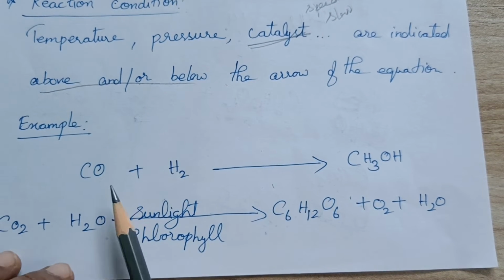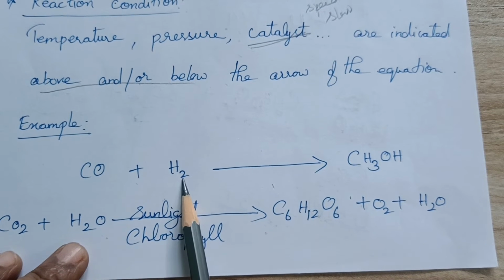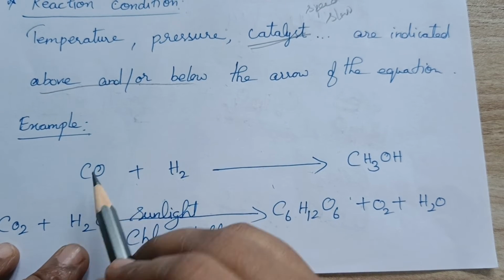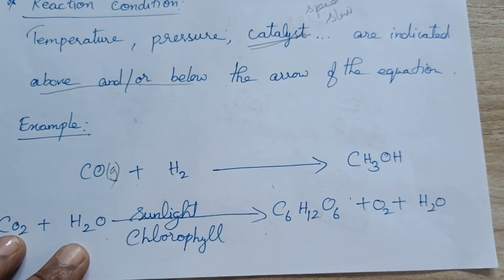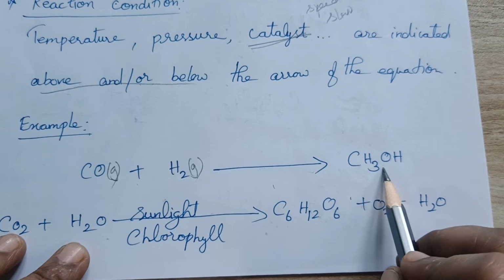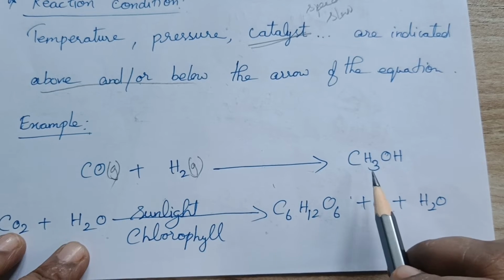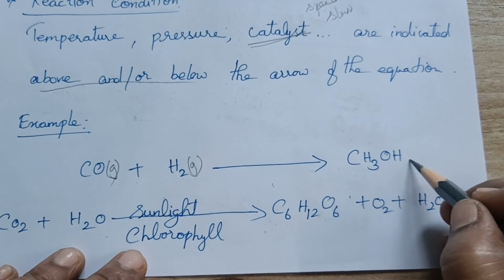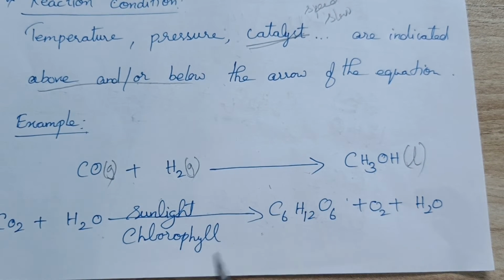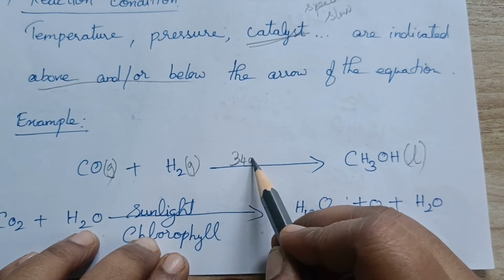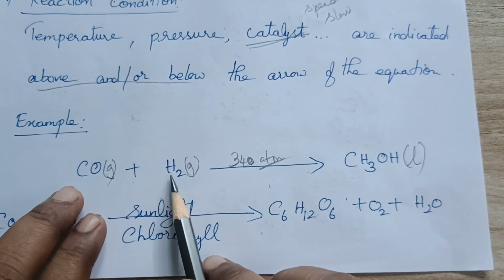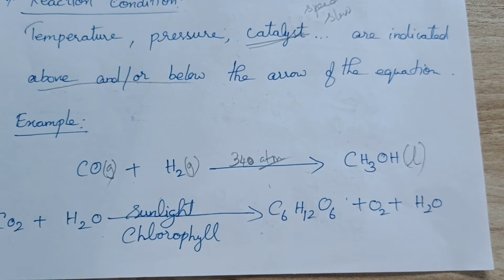Take this example: carbon monoxide plus hydrogen gas. Carbon monoxide is in gaseous form, hydrogen is also gaseous. Then this methyl alcohol, otherwise we can call it methanol, is a liquid. How will these gases combine to form a liquid? Under a greater pressure, I think 340 atmospheric pressure. Under 340 atmospheric pressure, these gases combine to form methyl alcohol.